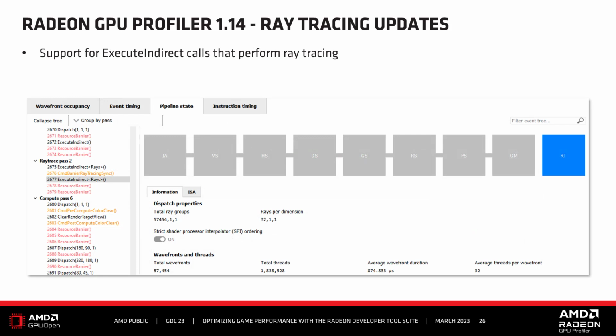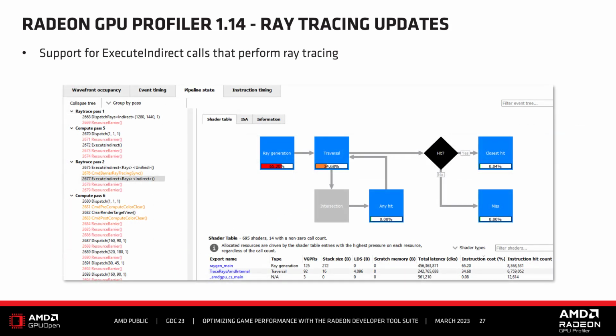Another recent enhancement to the ray tracing feature set in RGP is support for ray tracing events initiated by an execute indirect call. In earlier versions of RGP, while these events were identified as ray tracing events, the pipeline state pane did not show the ray tracing flowchart or shader table like it did for dispatch rays calls. Now, RGP treats execute indirect events and dispatch rays events the same.